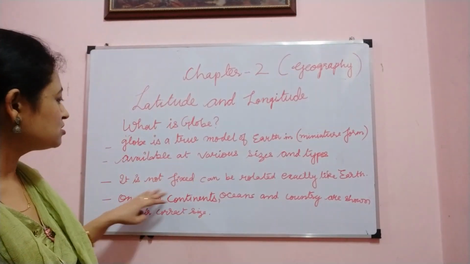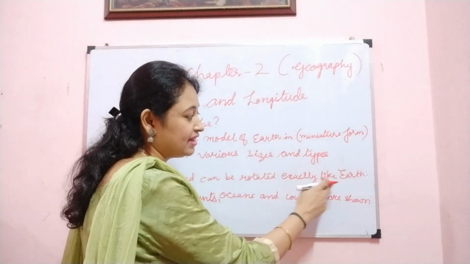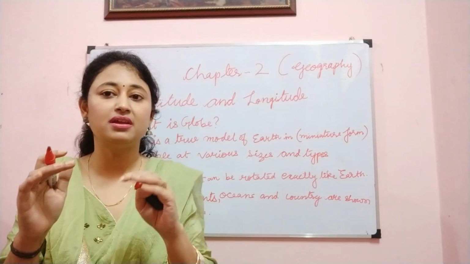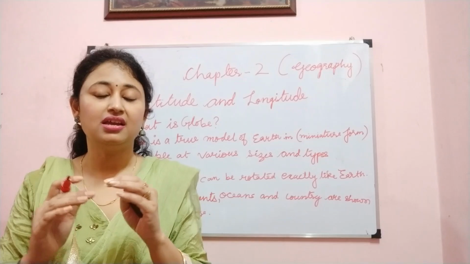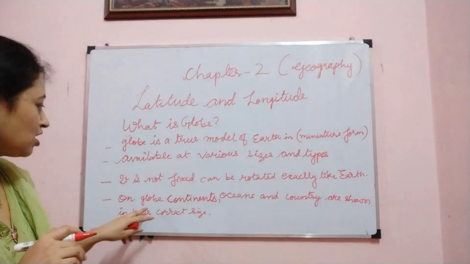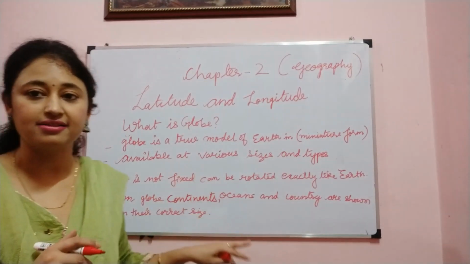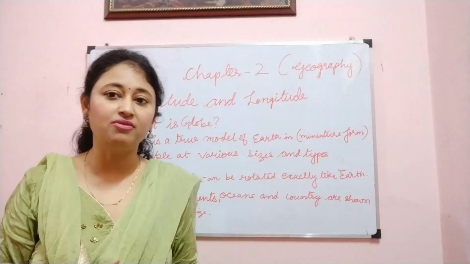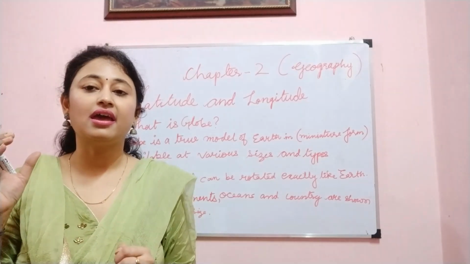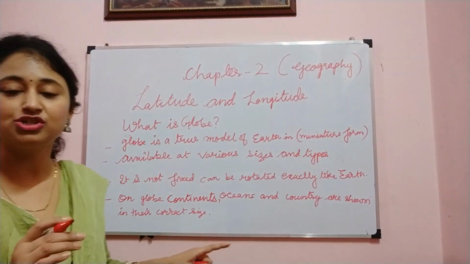Next point, it is not fixed and can be rotated. It can be rotated exactly like Earth. Have you seen a top spin or the potter's wheel? Exactly the way they rotate, it can be rotated just like Earth. On a globe, continents, oceans and countries are shown in the correct sizes. Even if you buy a small one, a medium one or a big one, the correct sizes will be shown on the globe.